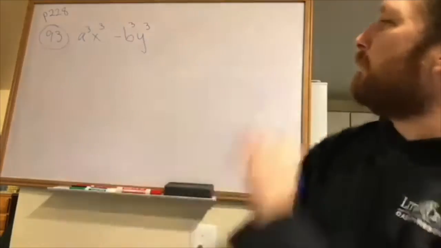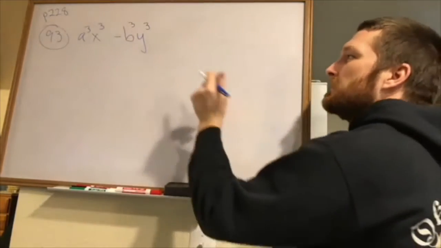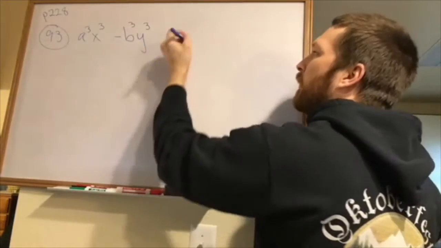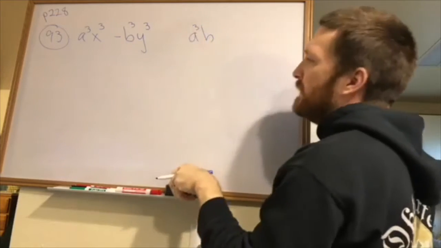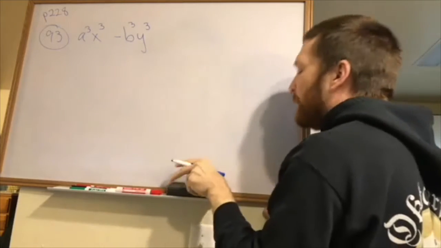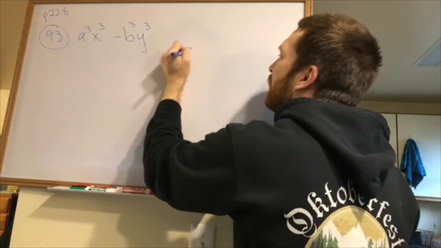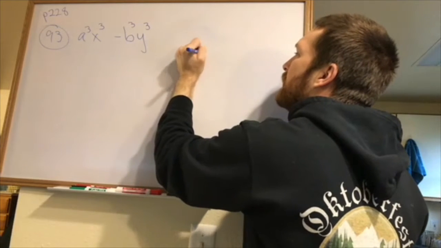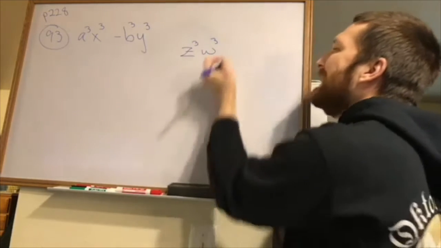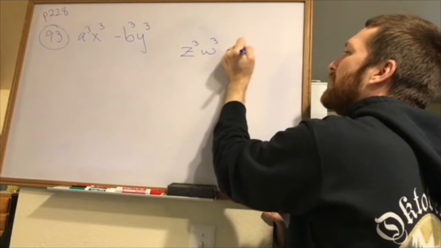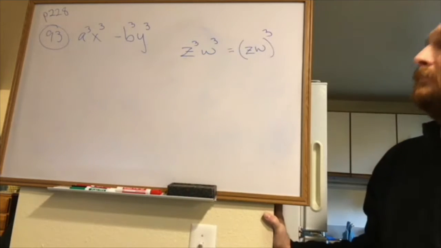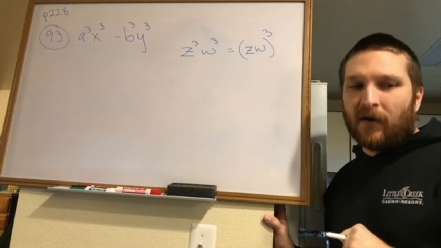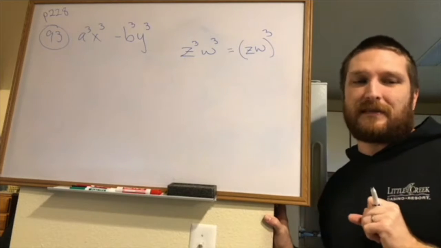And if you remember before, I gave you this hint a while ago with one of your problems. I said, anytime you have something like this, and I don't want to use A and B because we have A and B up there, how about Z and W? Z cubed, W cubed is the same thing as the quantity ZW cubed. Right? And so that's the trick with this one.